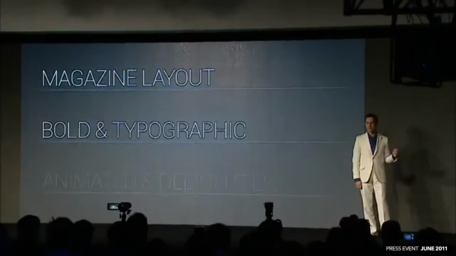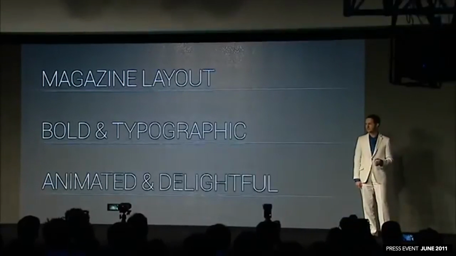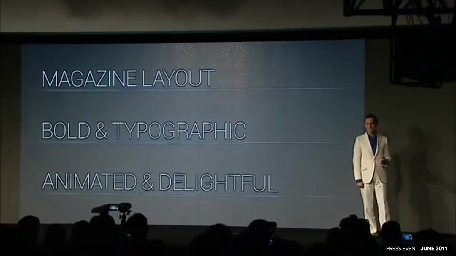And we started by looking at every screen and thinking of it like a magazine layout. Not lists of text with icons where everything's the same, but big, bold pictures with giant headlines that just suck you right into the content. We wanted simple typographic layouts with plenty of white space, eliminating lines and boxes and unnecessary decoration. And we wanted to imbue everything with subtle animation and delightful flourishes to really make Android come alive.